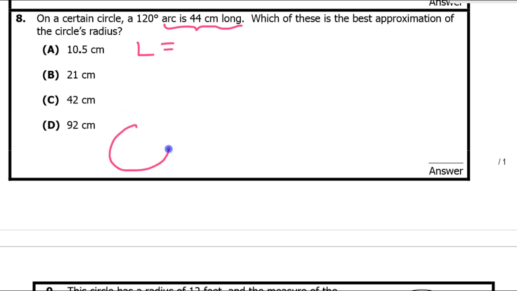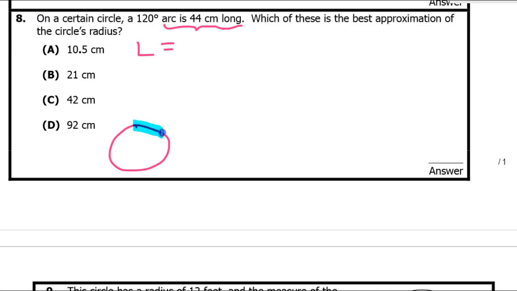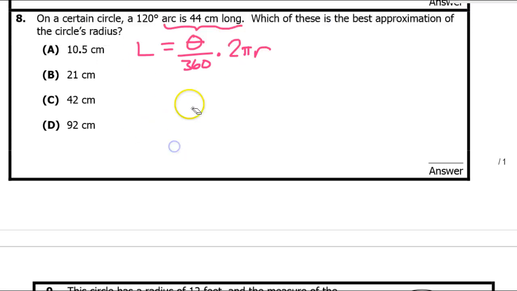Now remember, arc length is a portion of a circle. So if that's a circle, then this portion of the circle would be an arc. And imagine that that was 44 centimeters long, like from here to here. Well, that is some fraction of the circle. So the formula for the length of an arc is always some fraction of the whole circle. Now the length of the entire circle, that's called the circumference, and that is 2 pi r. So that makes this the formula for arc length.